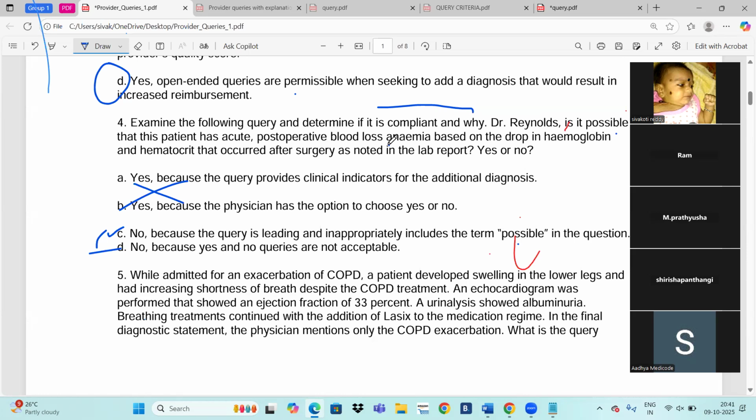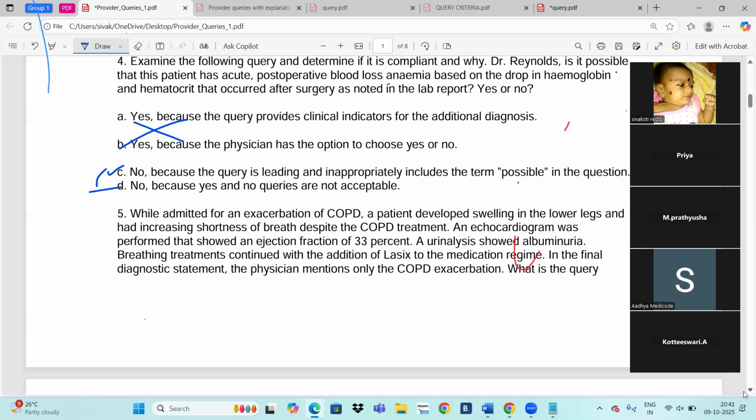So if they documented the condition, should it be a complaint version or non-complaint version? While we are raising a query, along with indicators, if they mention the diagnosis, it should be a compliant version or non-compliant version? Non-compliant version, leading. Correct? So here they're asking whether it was a complaint query or not. It was not a complaint query. Option C.